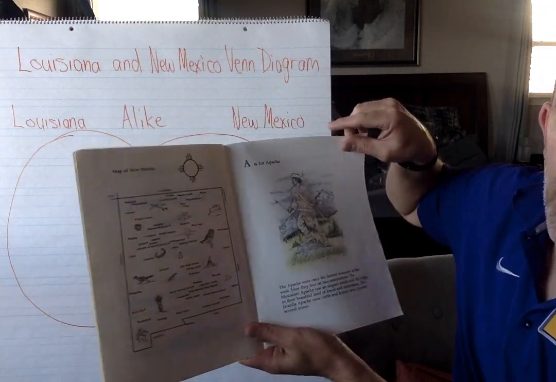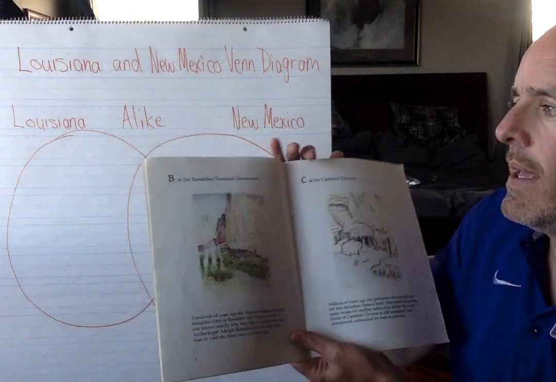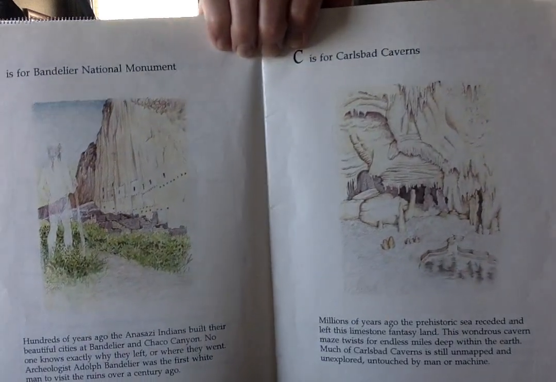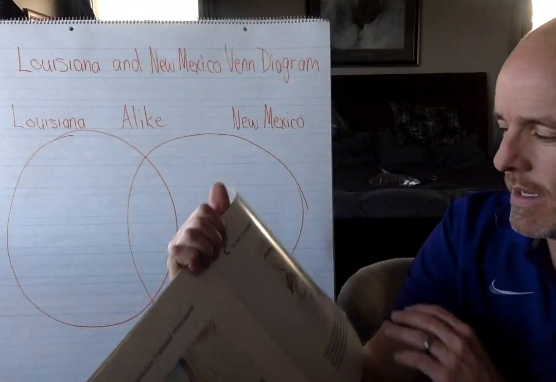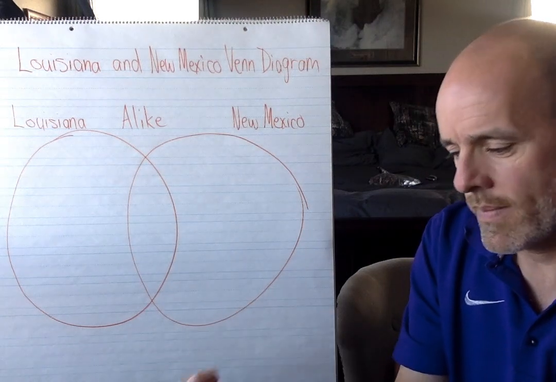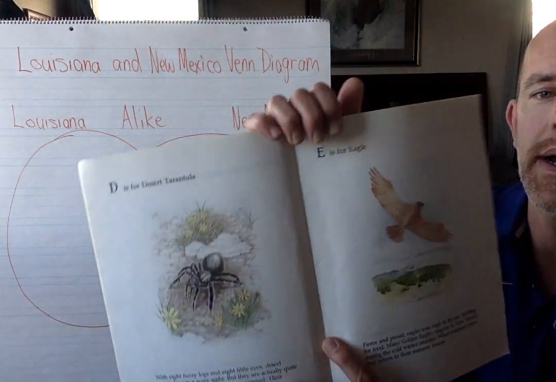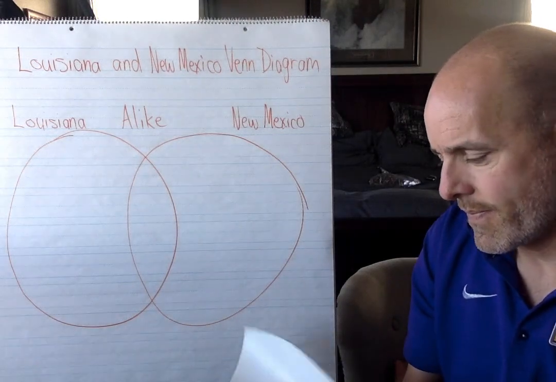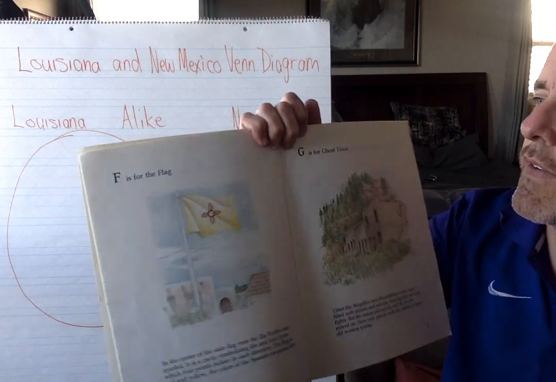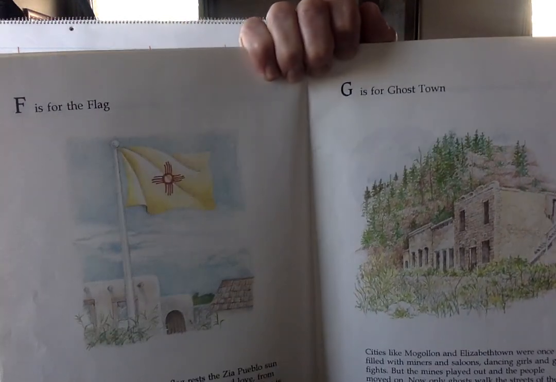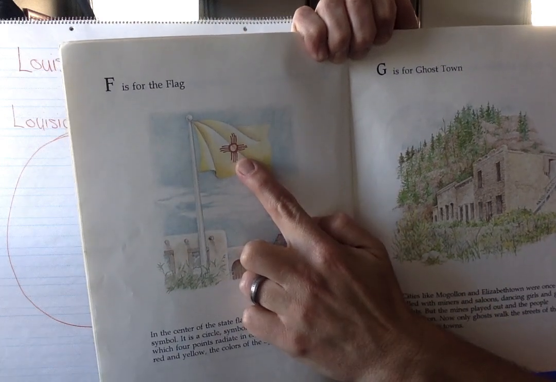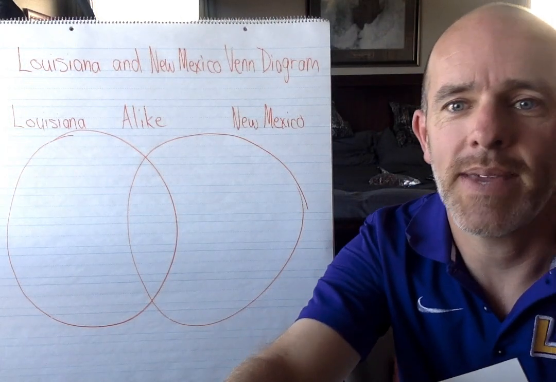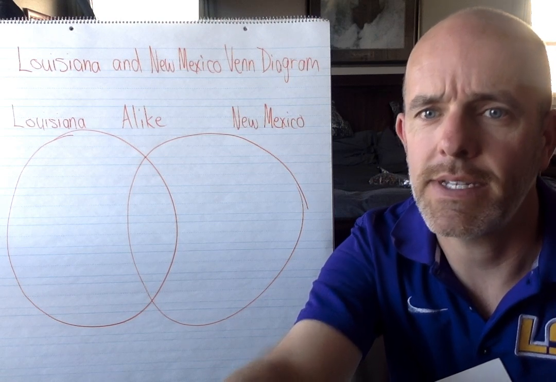A is for Apache, a tribe of New Mexico. B is for Bandelier National Monument. C is for Carlsbad Caverns, one of my favorite places on planet Earth. D is for the Desert Tarantula. E is for Eagle. These are two animals that live in our state. F is for flag, G is for ghost town. That's our state flag. We'll talk more about that this week. Ghost towns don't have ghosts. That just means that they're no longer inhabited by people.